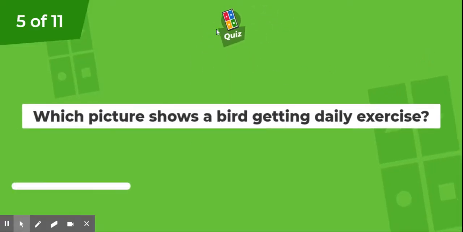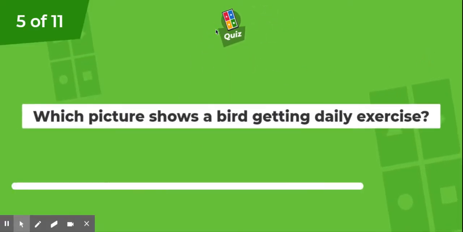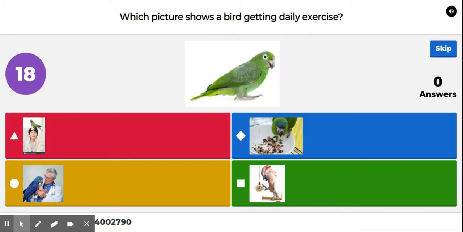Question number five. Which picture shows a bird getting daily exercise? The bird here on the boy's head, coming out of the cage. The bird eating over here. The bird going to the vet over here. Or the bird playing with this ball toy? Which picture shows a bird getting daily exercise?